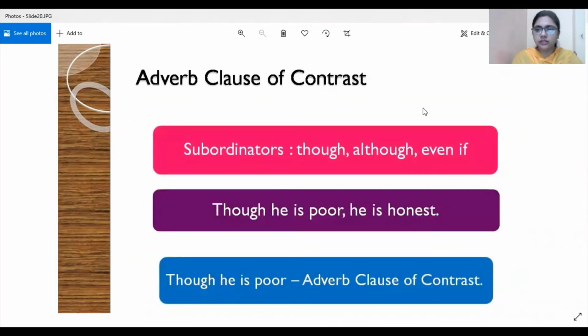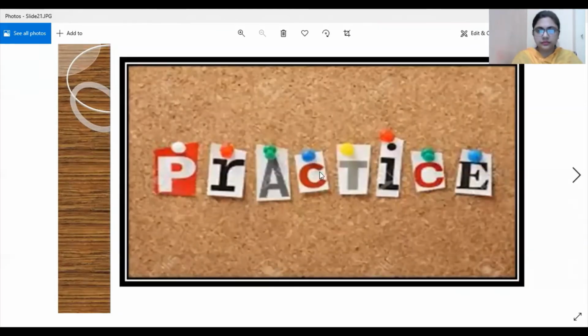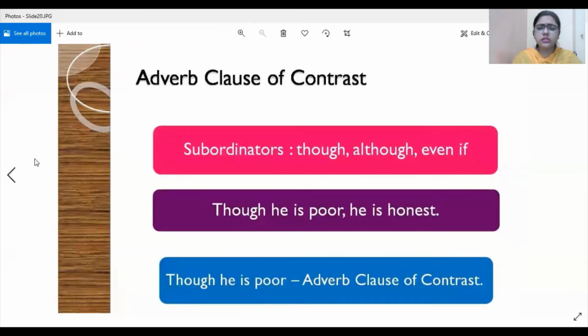Then adverb clause of contrast, which is used to bring about contrast, the difference. Like though he is poor, he is honest. So though he is poor becomes our adverb clause of contrast. The subordinating conjunctions which are used to introduce adverb clause of contrast are though, although, even if. Fine. So this was all about your adverb clauses. I hope you people have understood till here.